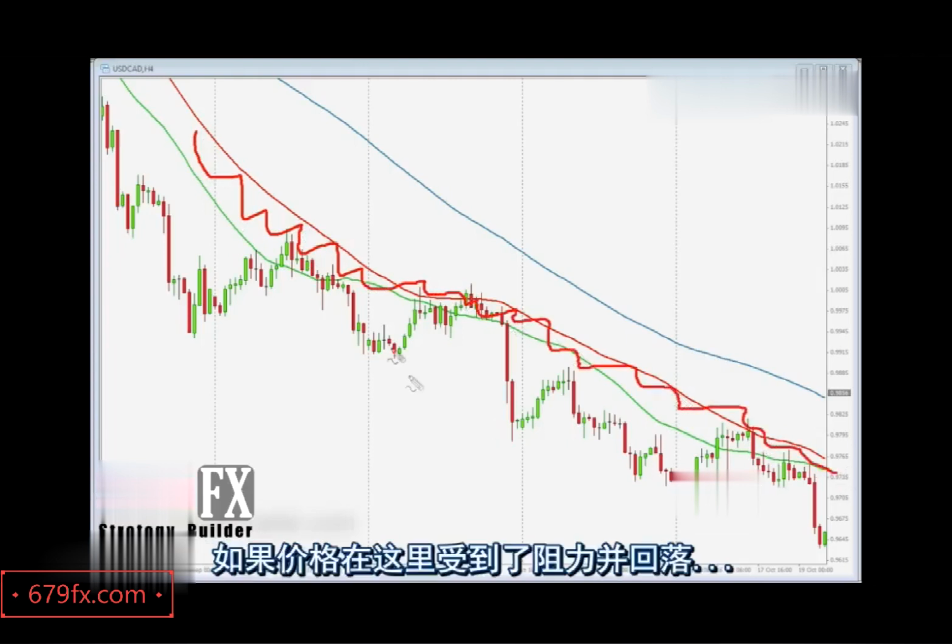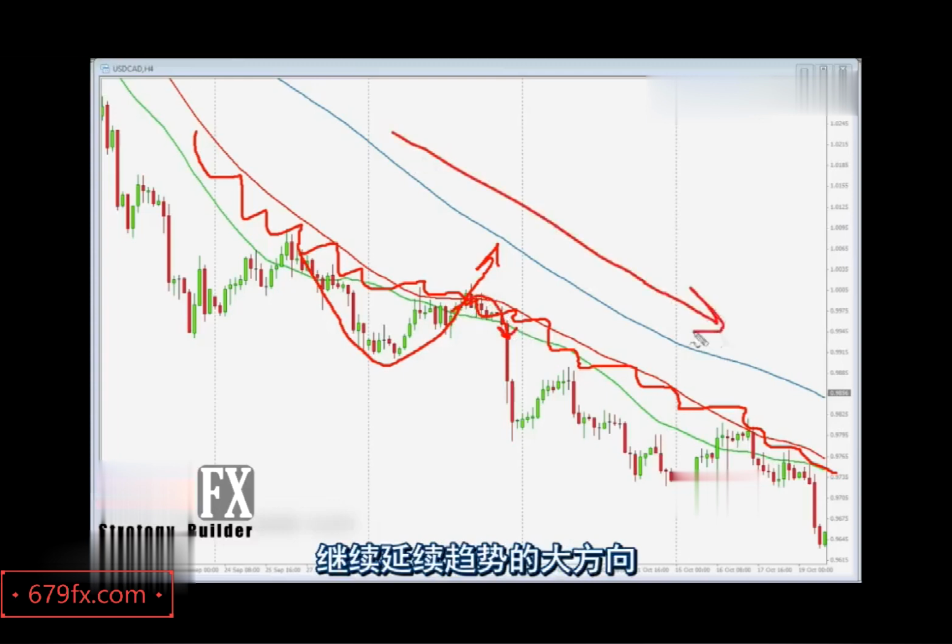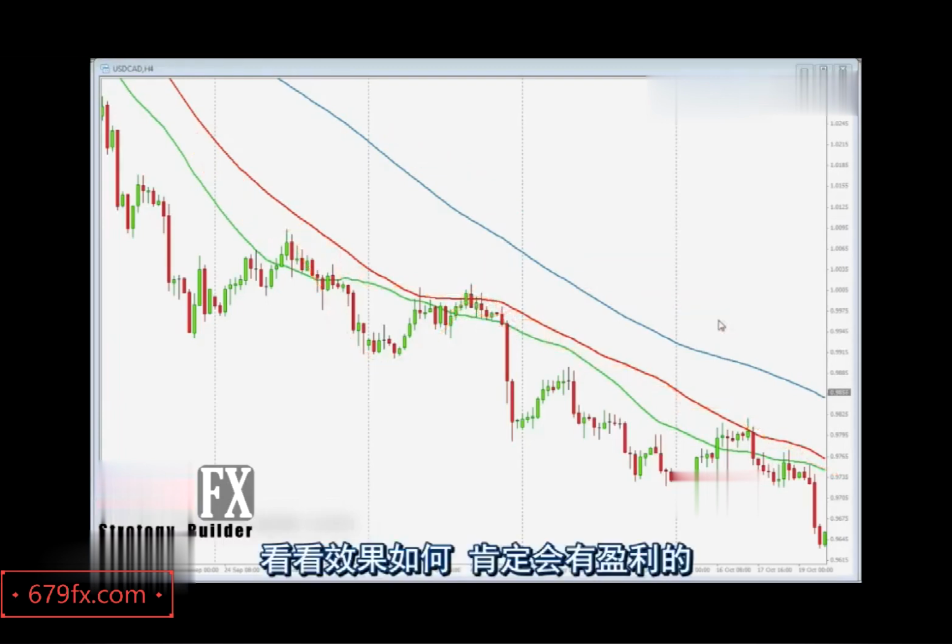If that area holds when price retraces here, that is. Of course, if price breaches through, search no more, there is no trade to take there. But if it does hold and price begins to curl down in the direction of the main trend, just run some demo trades and see what would have happened. You would have made money in the long term.